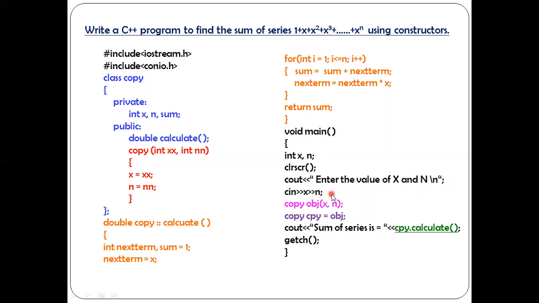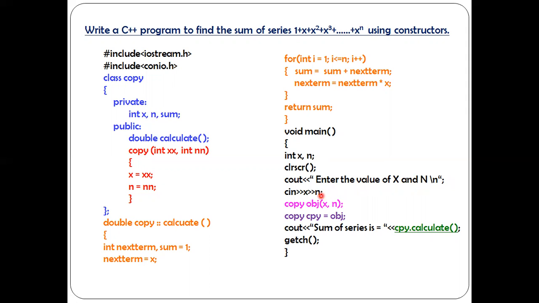Let us assume that we have given two values, one is 2, another one is 5. That means 2 is assigned to x and 5 is assigned to n. The two values given by the user, 2 is stored in x and 5 is stored in n. X and n are of integer type.